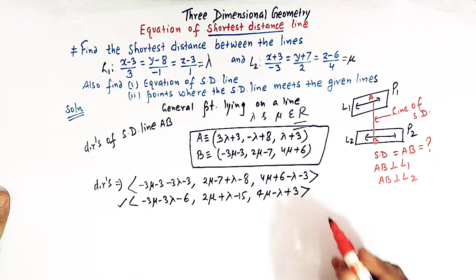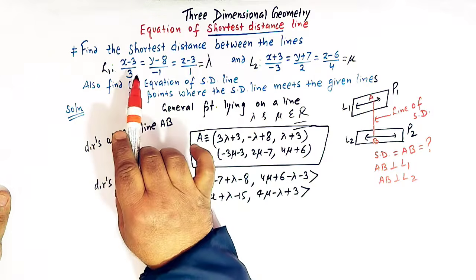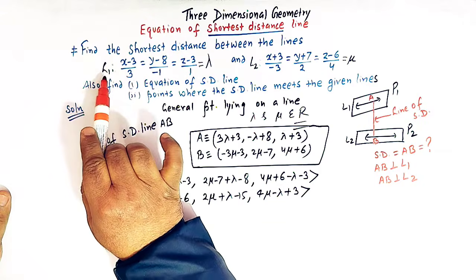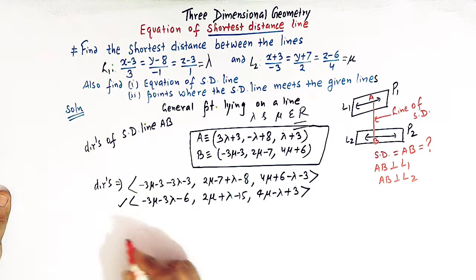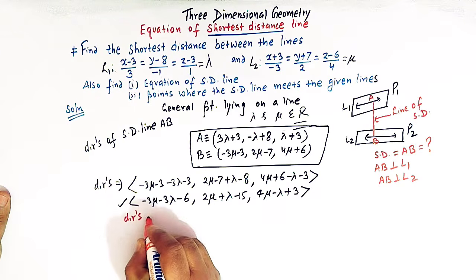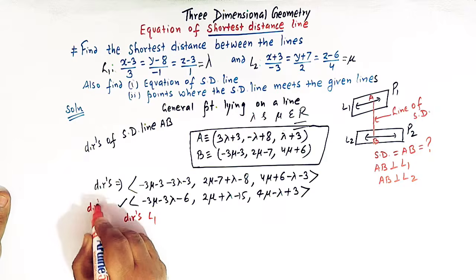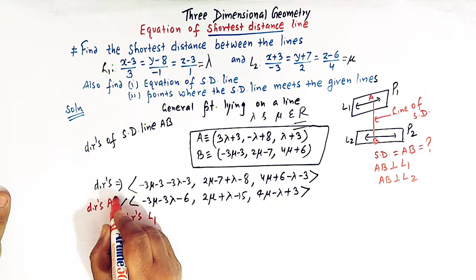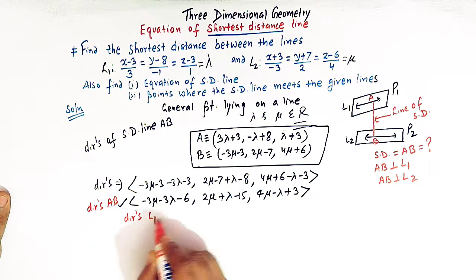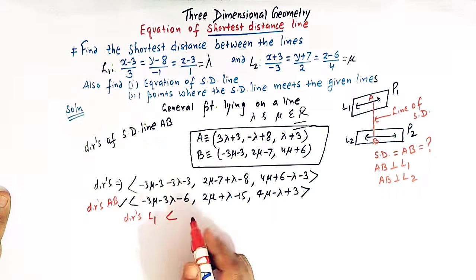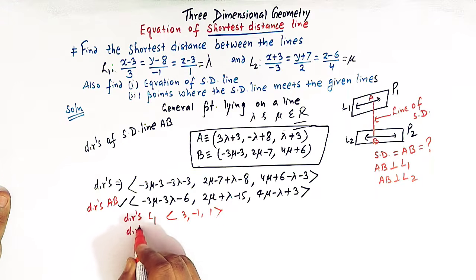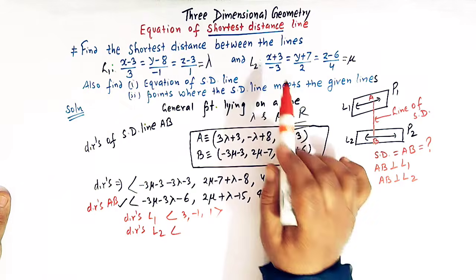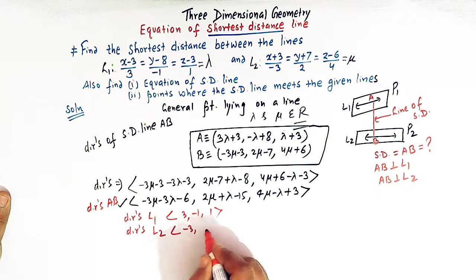So now viewers, here we can see that the direction ratios of the line L1 are given by 3, minus 1 and 1, right? And these are the direction ratios of AB. And the direction ratios of the line L2 are given by minus 3, 2 and 4, right?